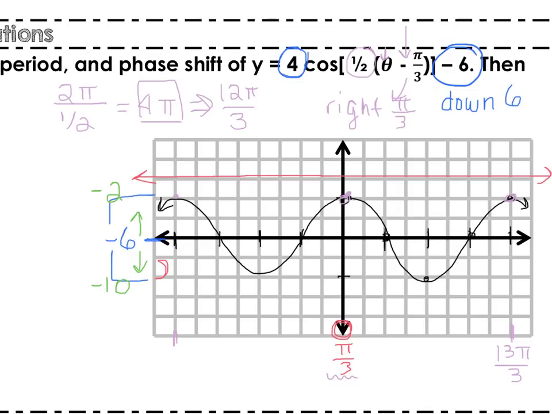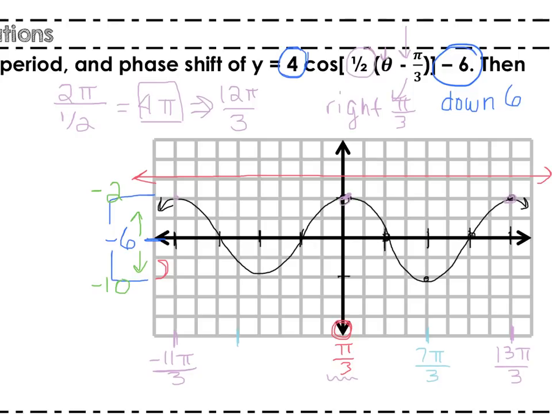So pi over 3 minus 12 pi over 3, which is negative 11 pi over 3. Next, to find our middle values, we're essentially just using portions, what is the halfway mark. So on the right-hand side, what's halfway between pi over 3 and 13 pi over 3? Well, that would be 7 pi over 3.